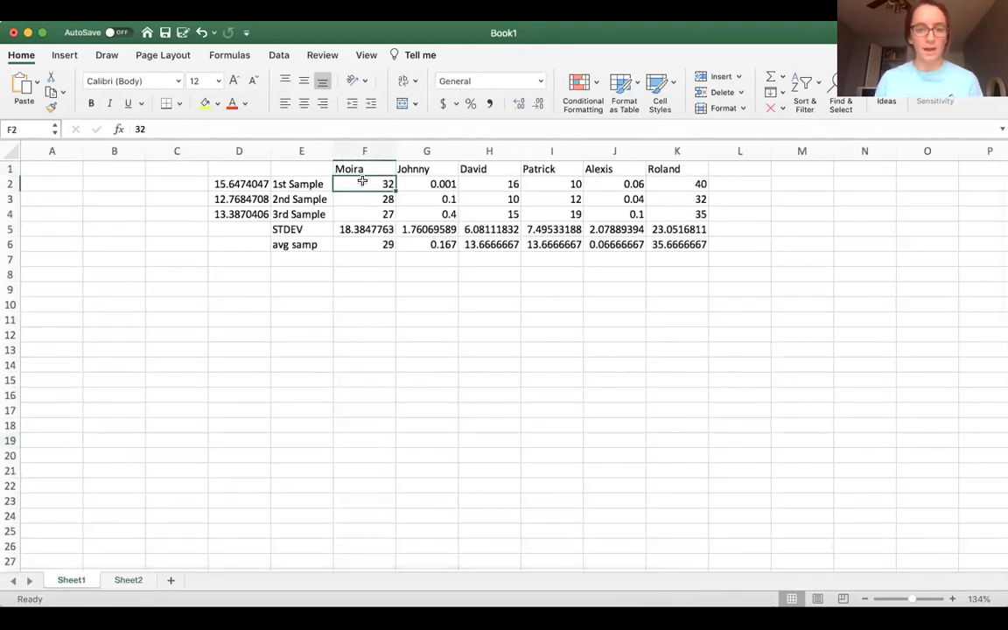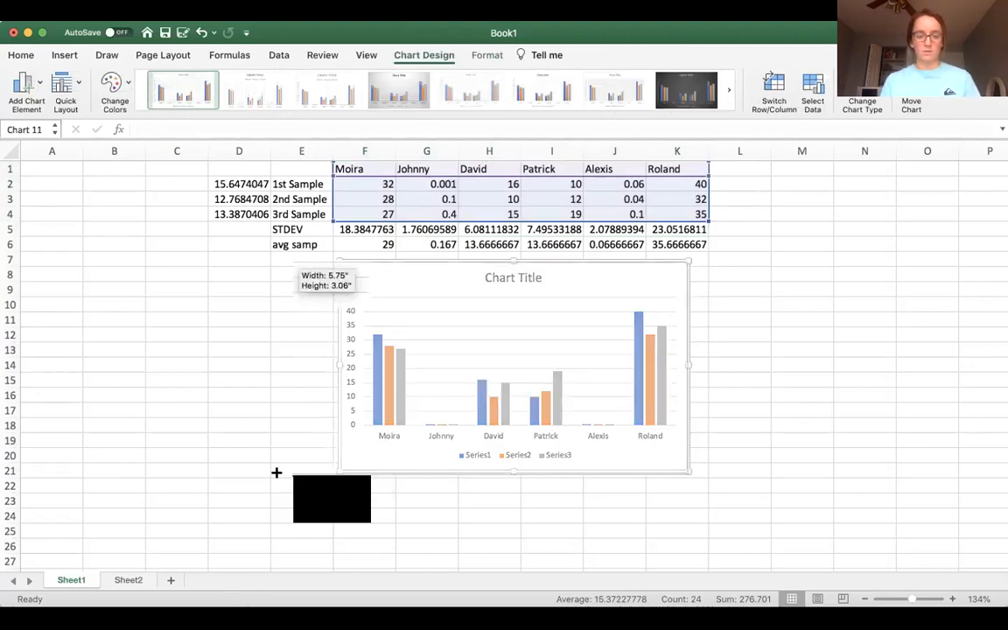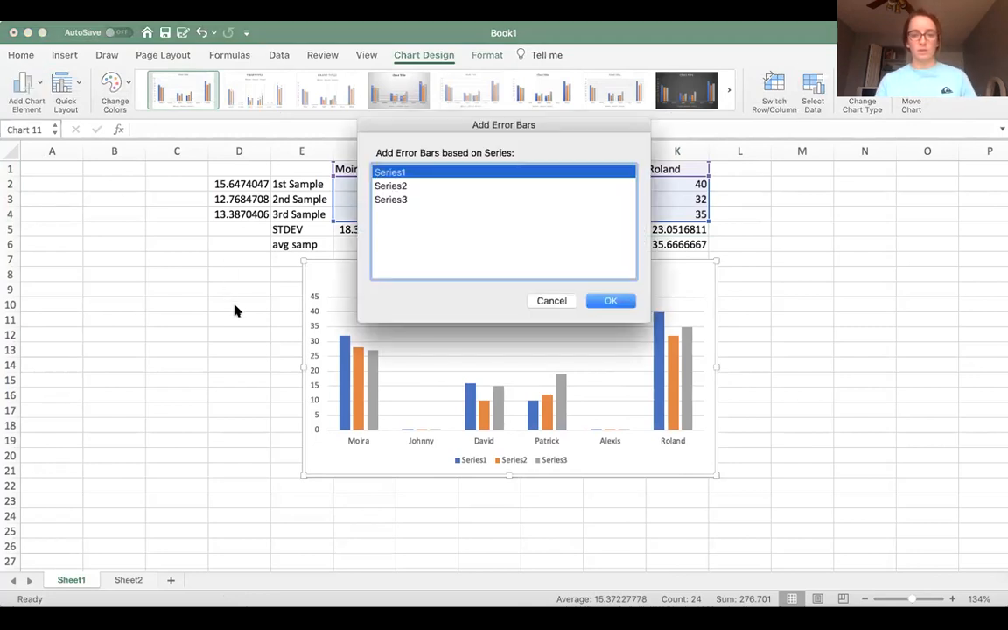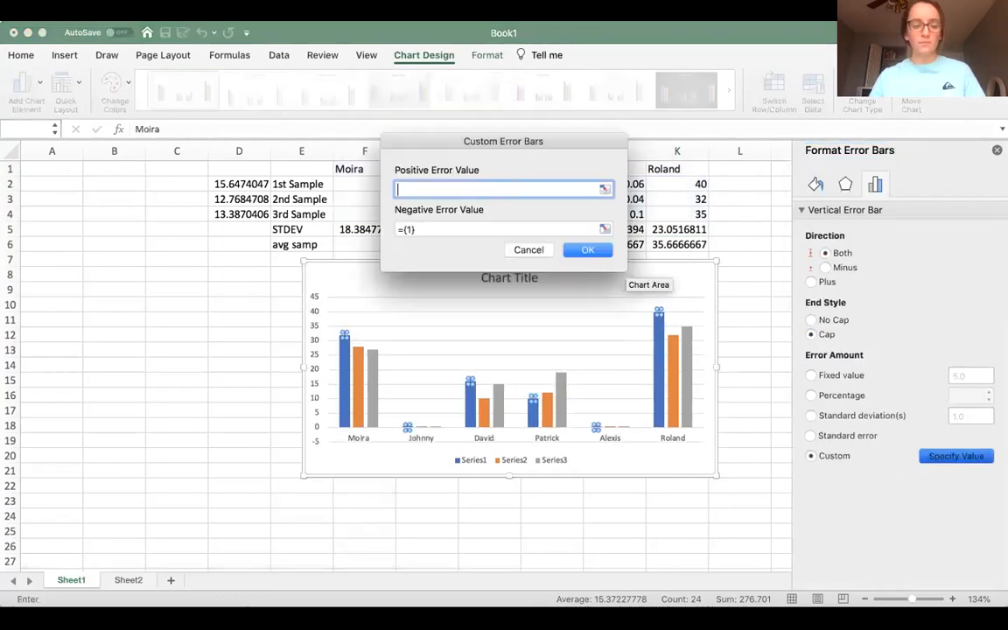So you can see here that I have the same values. I have the standard deviation for each individual, their average samples, which was just easier for me, and standard deviations of each of the samples. So I'm going to make the same graph that I have in the other one. Once I have this graph, you can see it's the same as I just showed, and then we're going to add these error bars, doing this by each series and adding a custom specified value and adding in these standard deviations that I calculated through Excel.